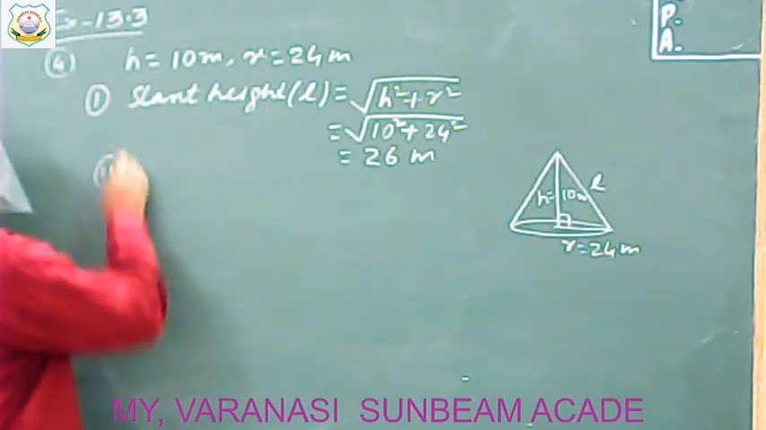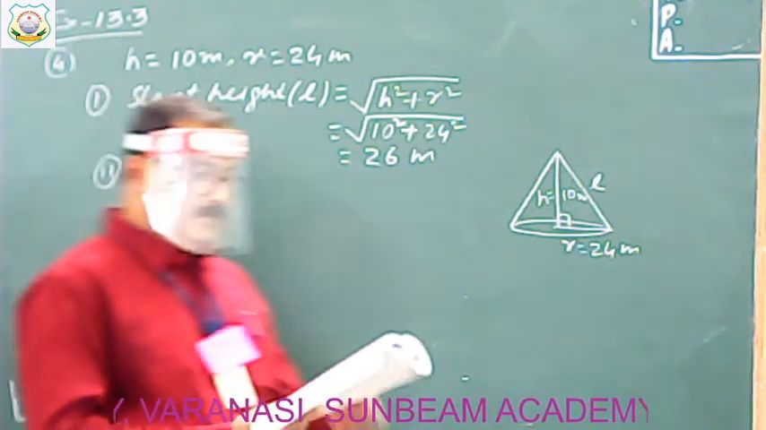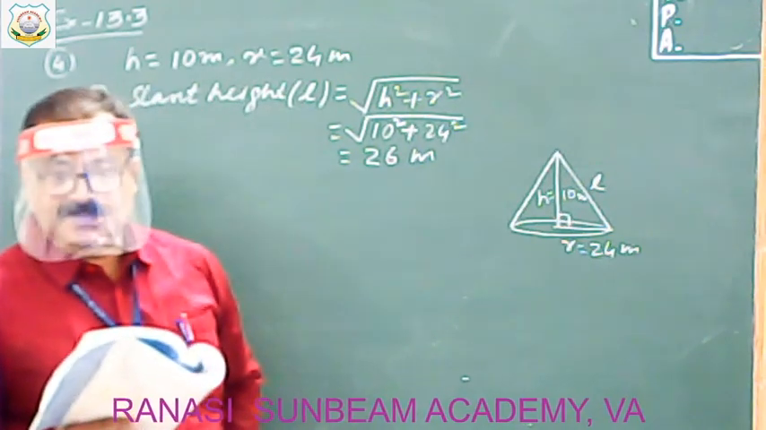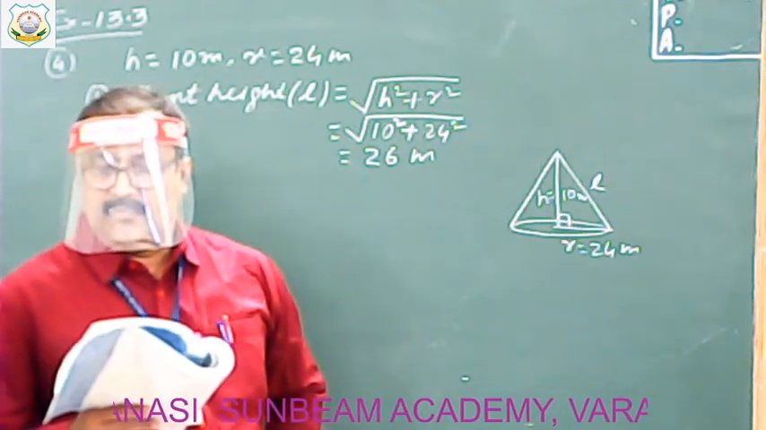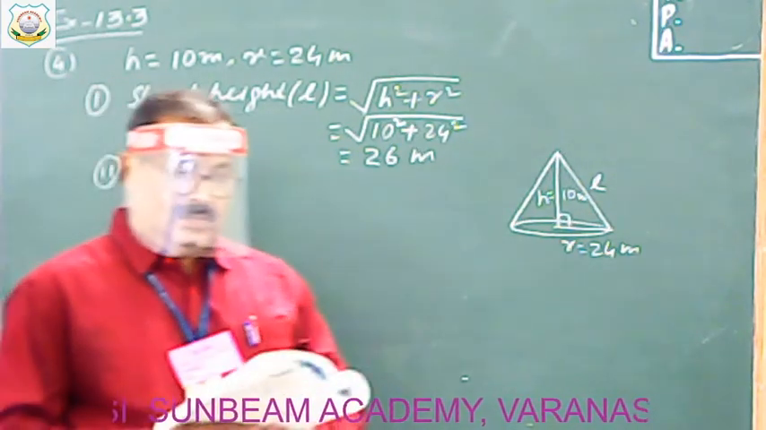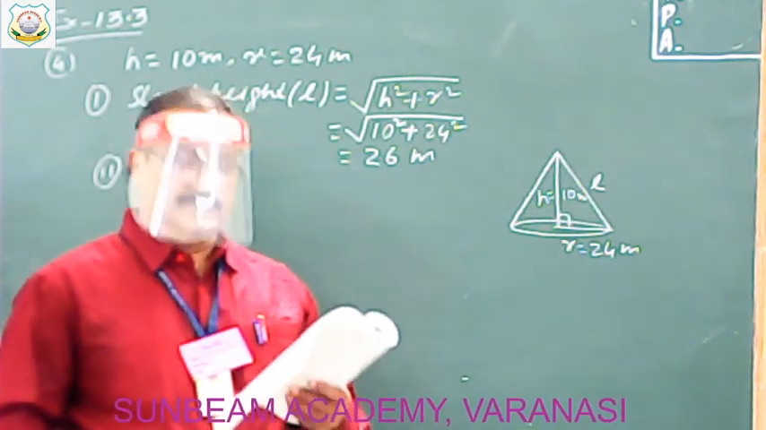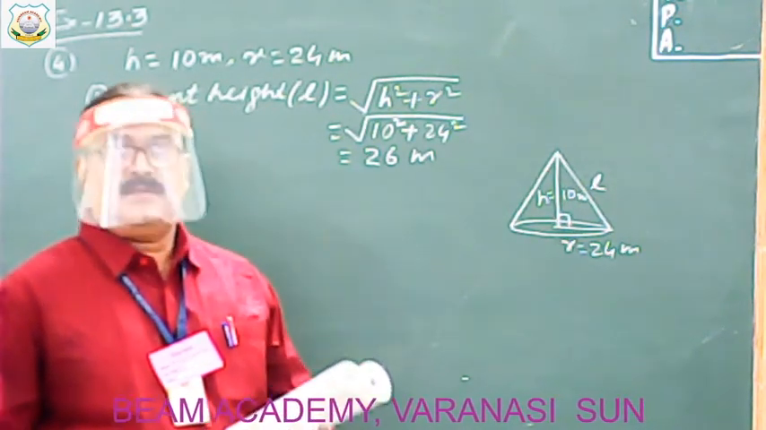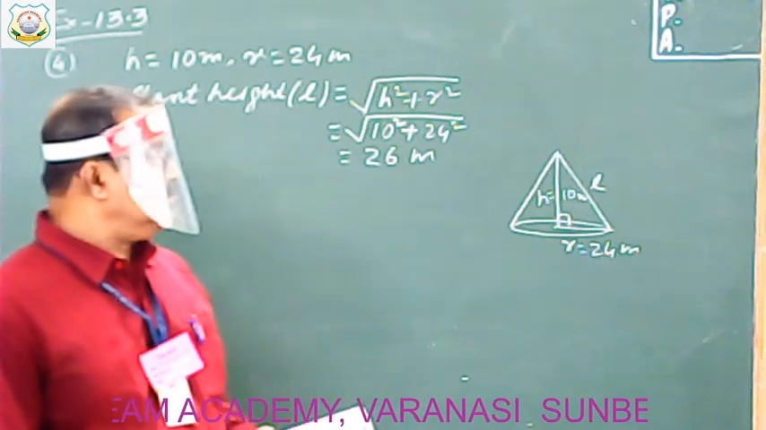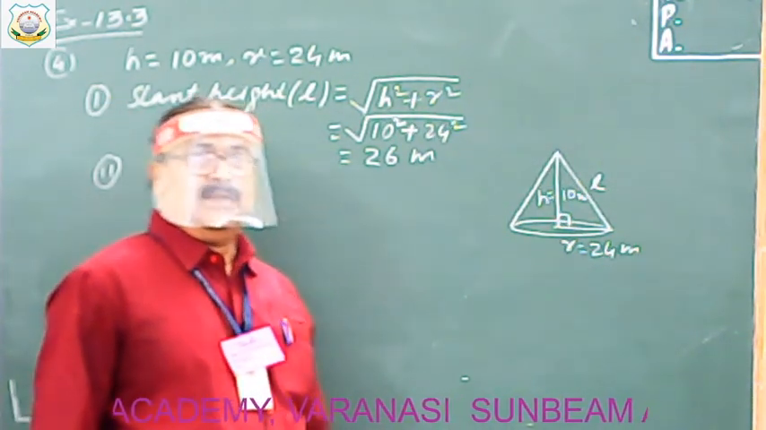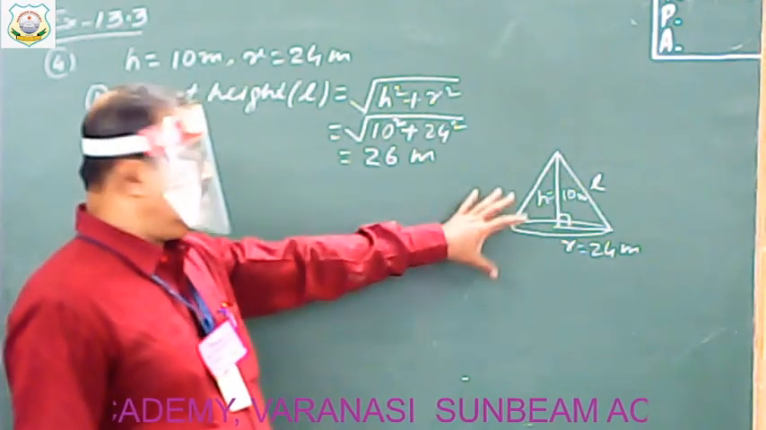Now second, you have to find the cost of canvas required to make the tent. The cost of 1 meter square canvas is given as rupees 70. So what do you have to find? The dimensions of the tent we have.